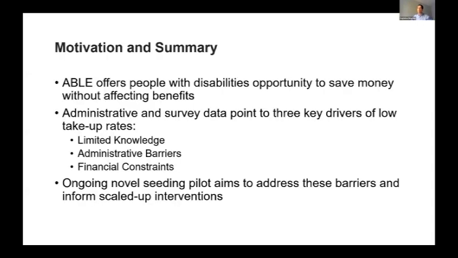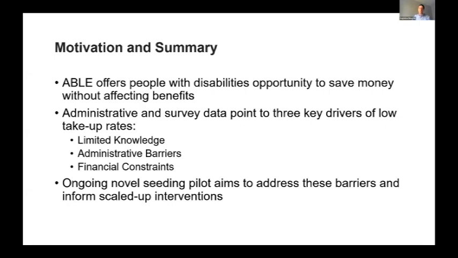So I will explain a little bit better what ABLE accounts are all about in a second, but they are essentially savings programs and savings products that offer people with disabilities the opportunity to save money without affecting their federal subsidy, federal benefits that they receive.